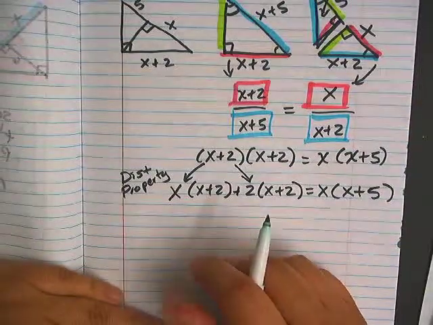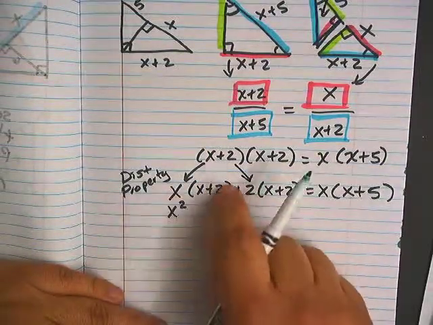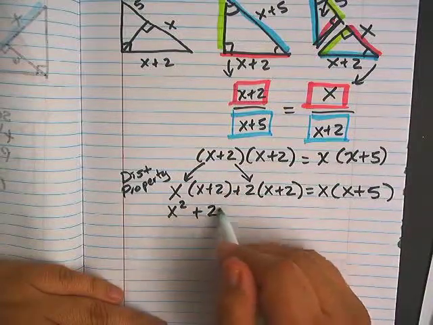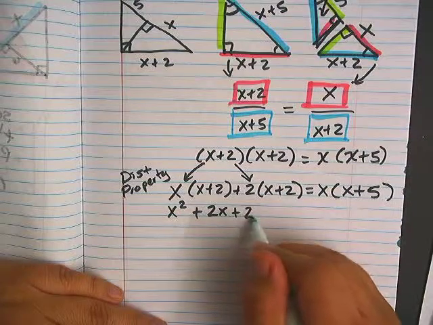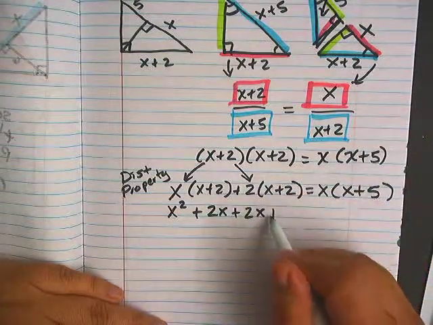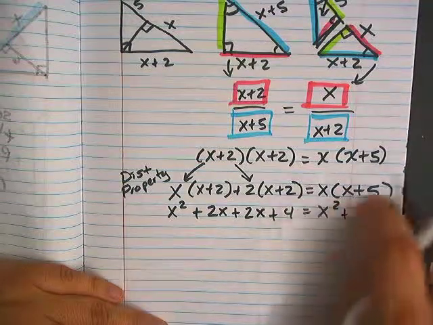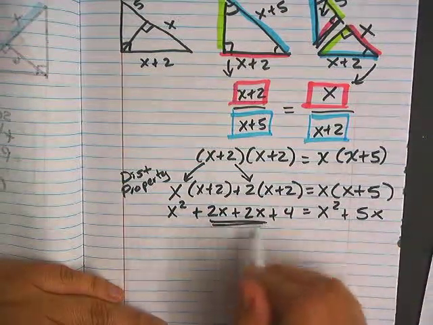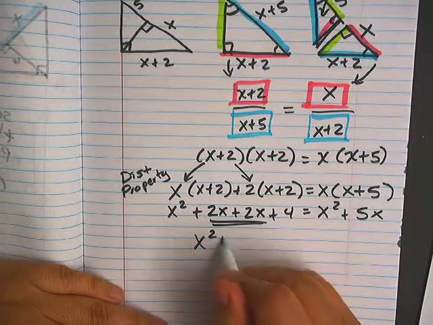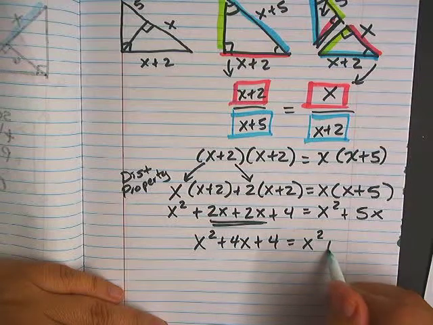Now that I have it written with one term in front of the parentheses, distribution gets much easier. X times x is x squared. X times 2 is 2x. Now 2 times x is 2x. 2 times 2 is 4. X times x is x squared. X times 5 is 5x. These can be combined like terms.